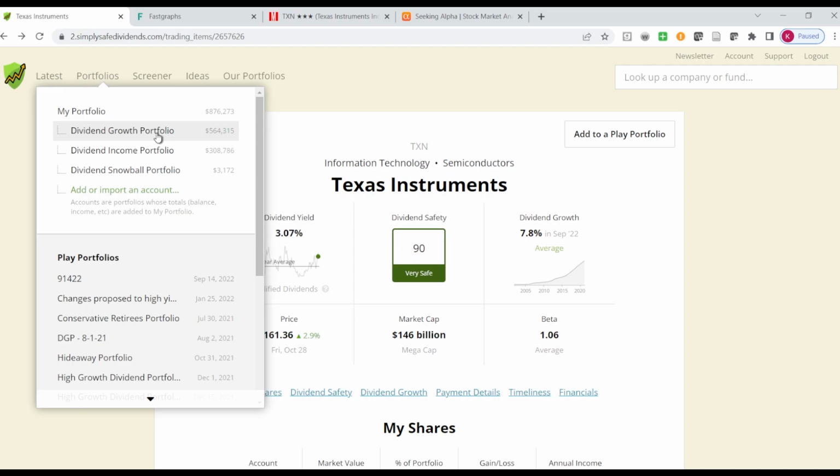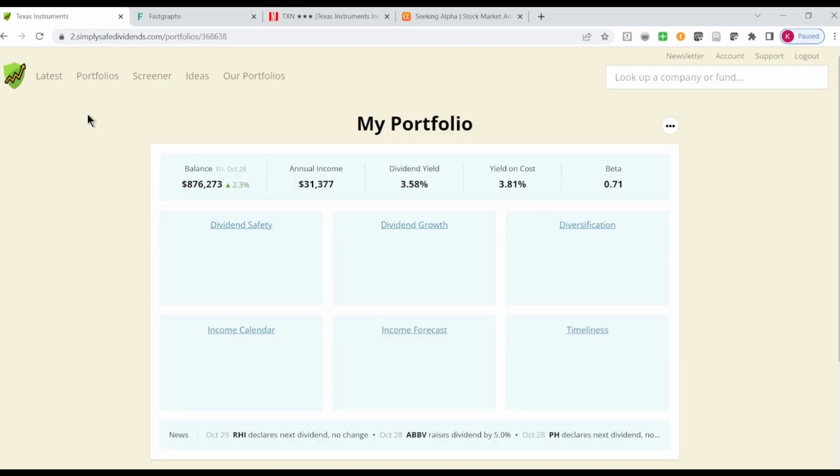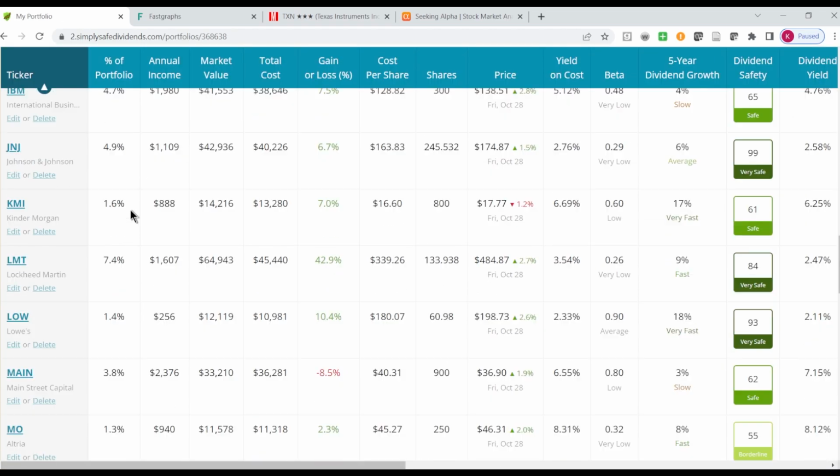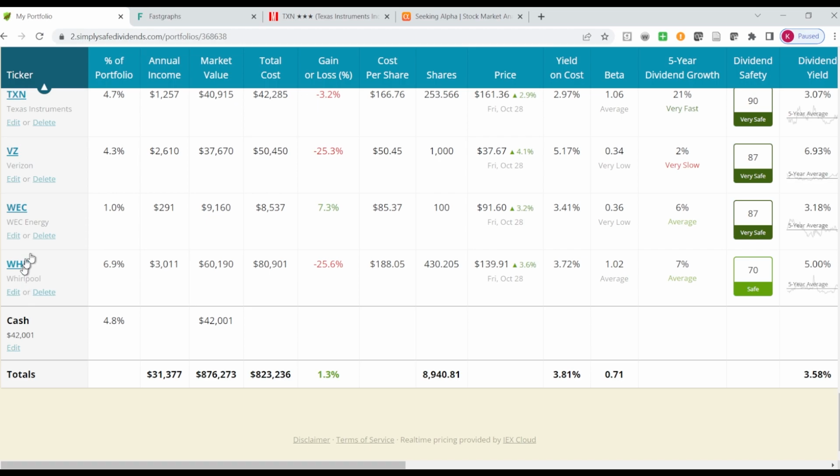The cool thing about Simply Safe Dividends is I can look at each of these individual portfolios, but it also allows me to see the portfolio overall in aggregate. So for instance, I have Whirlpool in both the dividend growth portfolio as well as the dividend income portfolio. When I click on my portfolio, it's going to show me Whirlpool overall. It's going to add together the shares that are in all of my accounts.